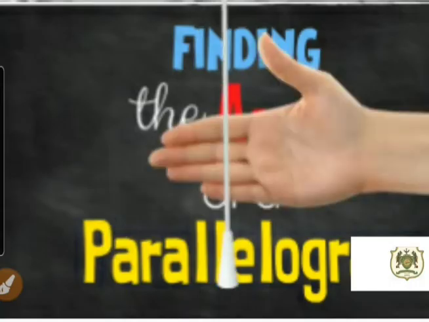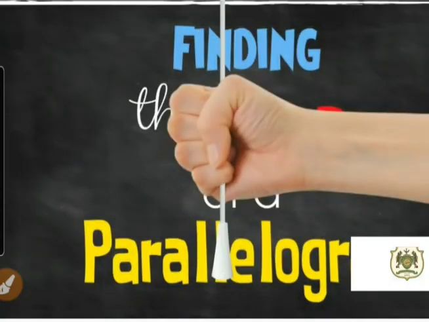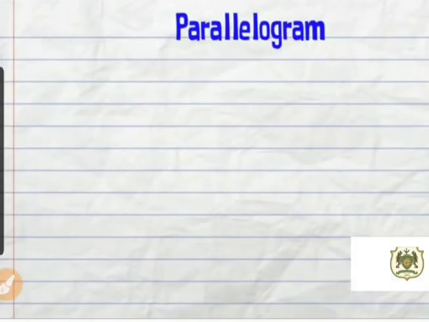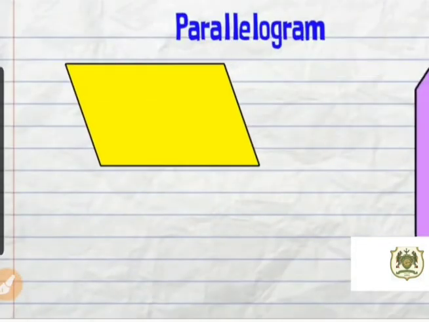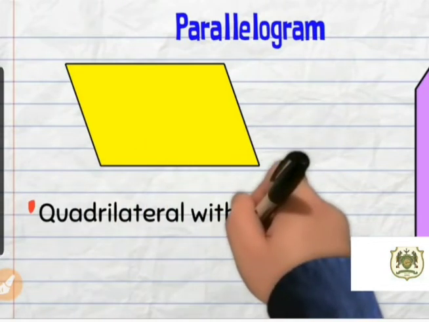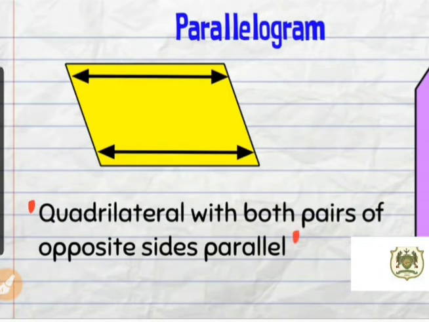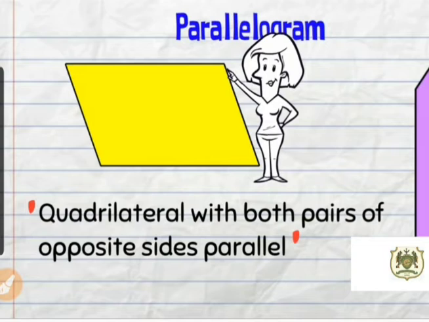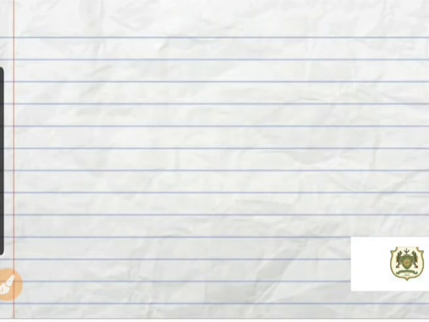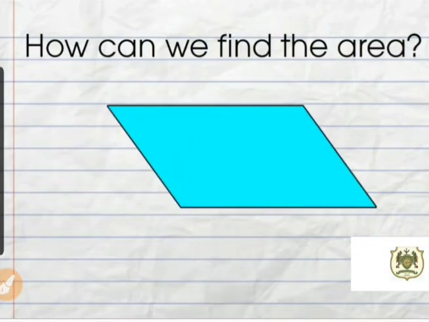Moving forward, children, we are going to talk about finding the area of a parallelogram. Now, what is a parallelogram? This shape is known as a parallelogram, a quadrilateral with both pairs of opposite sides parallel. This is its property. Now, how can we find its area?